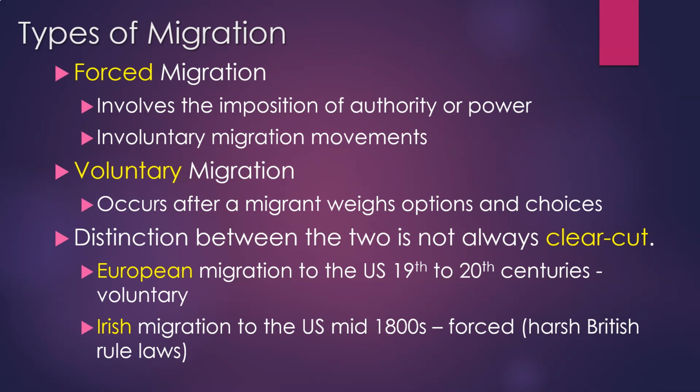Part of that blurring of the lines, if you will, European migration to the U.S. in the 19th and 20th centuries was voluntary. If you look at Irish migration, in some cases in the mid-1800s it might have been voluntary, but in some cases people might have felt they were forced to because of the harsh treatment by the British of the Irish people. Just remember again that you can make an argument one way or another, but it's not necessarily going to be black and white. It's more likely to be on a continuum.